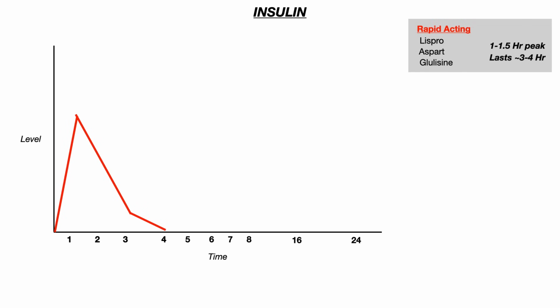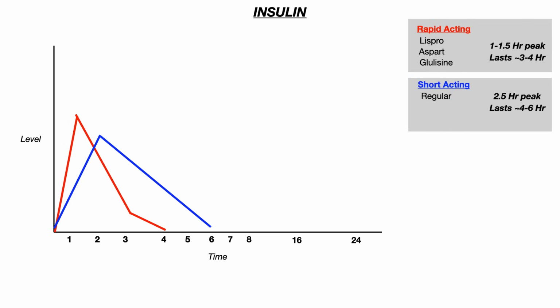The next group of insulins that we'll talk about are the short-acting insulins, which will be represented by blue. There's only one that you need to know, so this is pretty sweet for the purposes of memorization, and that's regular. So literally, they named an insulin regular. Not too hard to remember. Regular insulin, or short-acting insulins as a whole, have a peak of 2.5 hours and last for 4 to 6 hours. So these are longer lasting than the rapid-acting, hence the name short-acting.